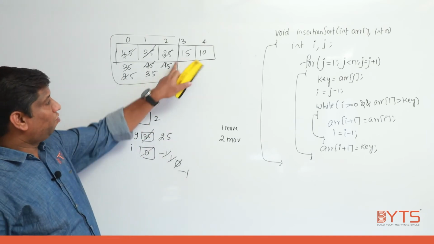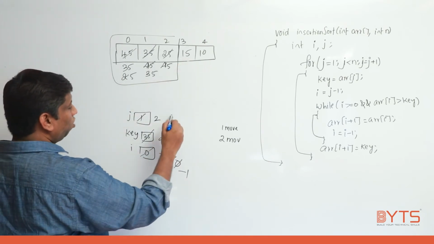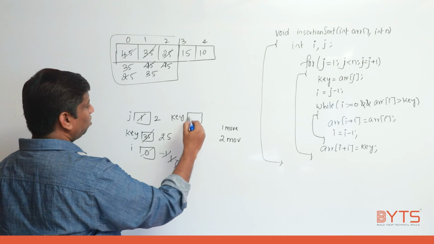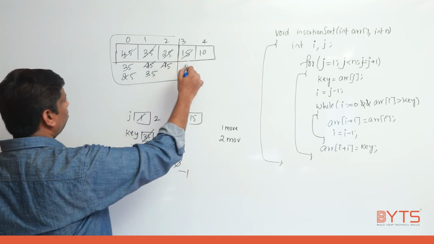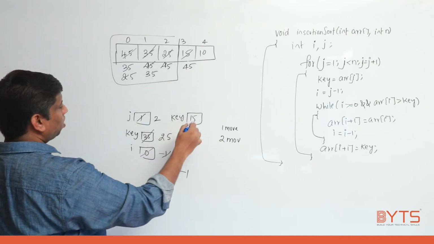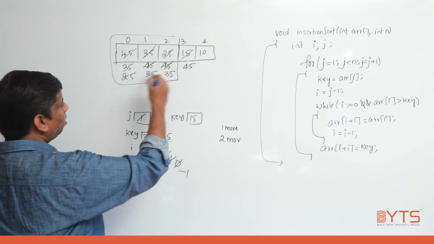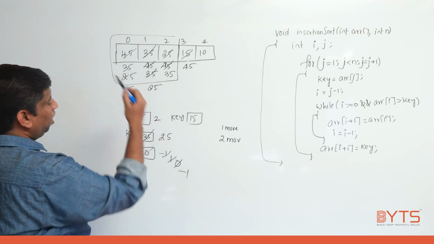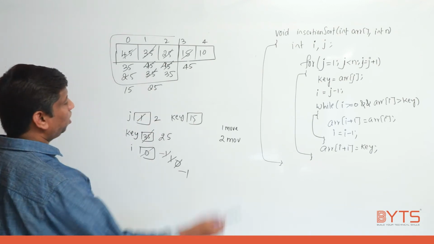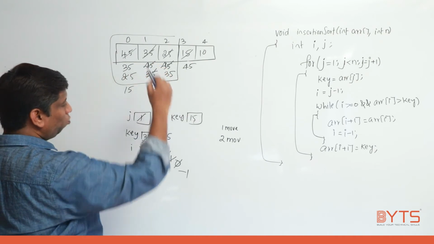Now I'll take 15. 15 is compared with 45. So now key value will be how much? 15, right? Key value will be 15. So 15 is compared with 45, so 45 is coming here. Next 35 is compared to 15. Yes, 35 is coming here. 25 is compared with 15, 25 is coming here. Next, the empty slot is inserted. Now how many movements did I do? 1, 2, 3 movements I did.